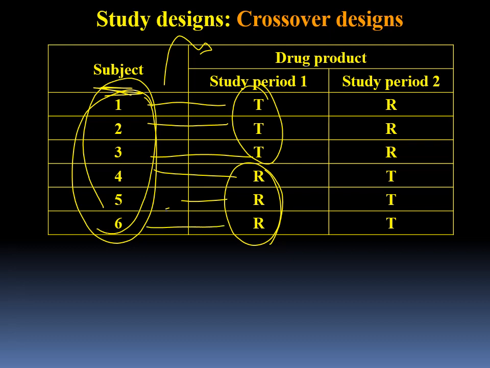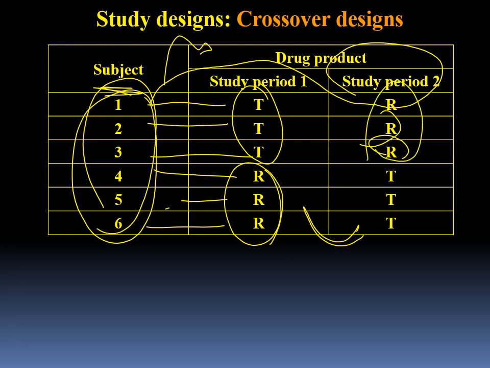After 1 week, for example, and we can call this period the washing out period. After a washing out period of 1 week, we will have another study period, period 2. In this study period 2, volunteers number 1, 2, and 3 will take the reference. So in the first period they took the test, but in this period it will change, they will take the reference, and volunteers number 4, 5, and 6 will take the test.